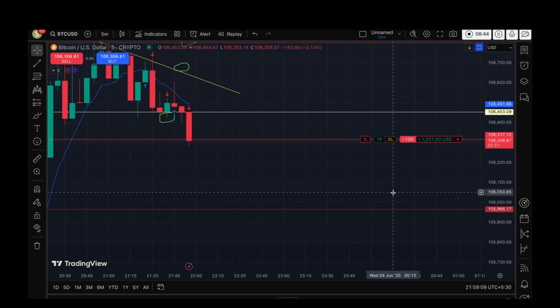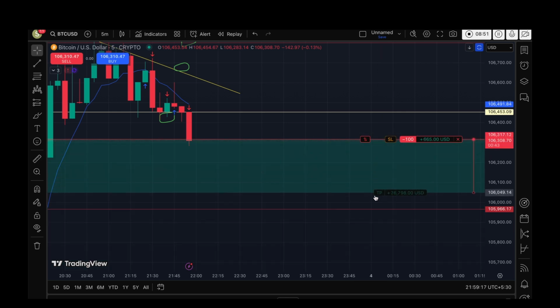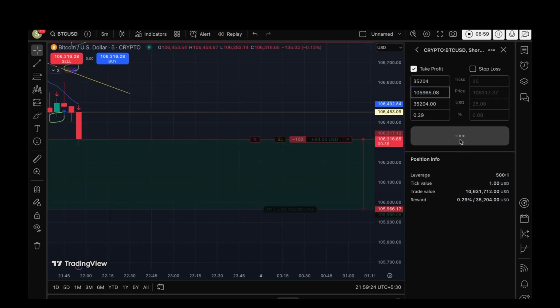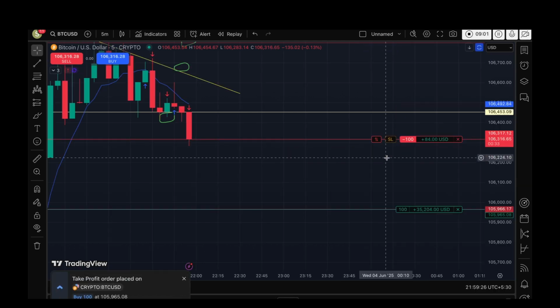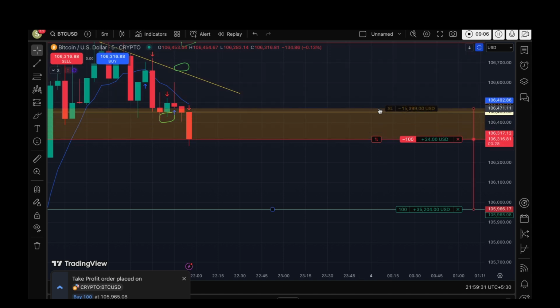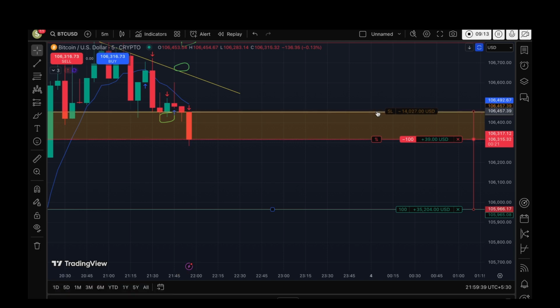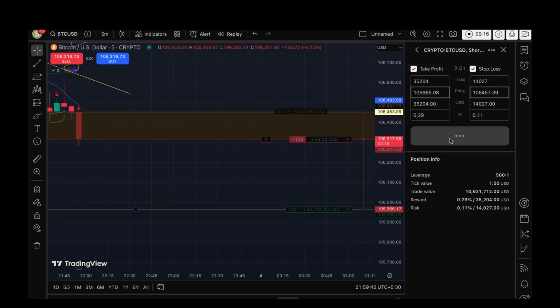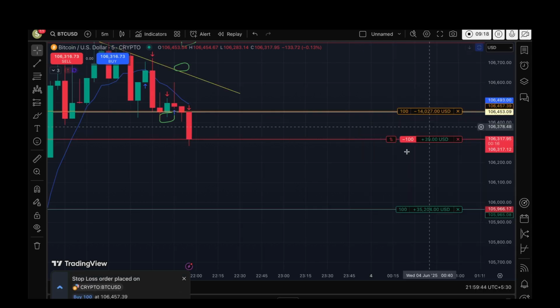We have profit around $1,000. SL is nearby this area and target this one. If you can see the target, wow, we have $35,000 target. Correct. The SL is very less. How much the SL? 15,000. Okay. What do you think? Market is going to give us this much amount? It's like one to two target actually.